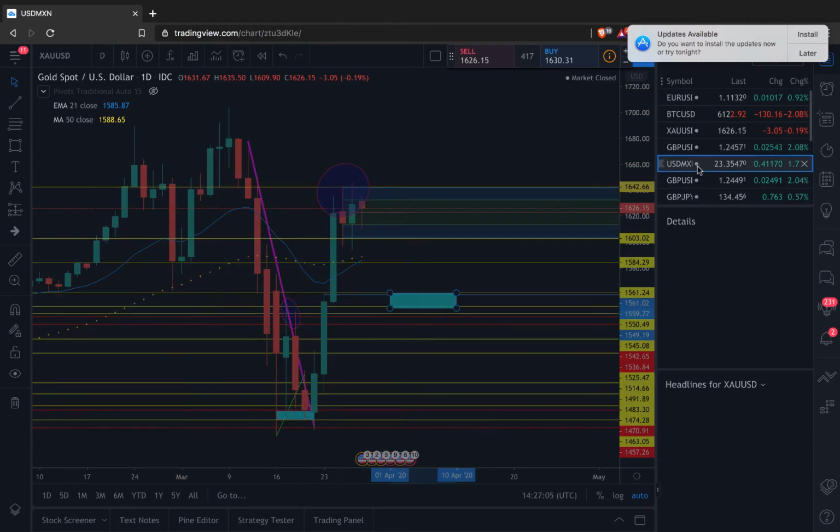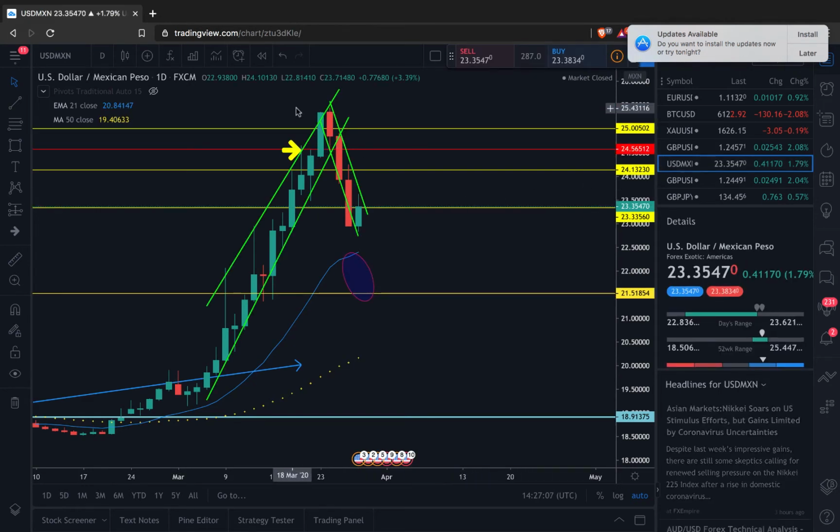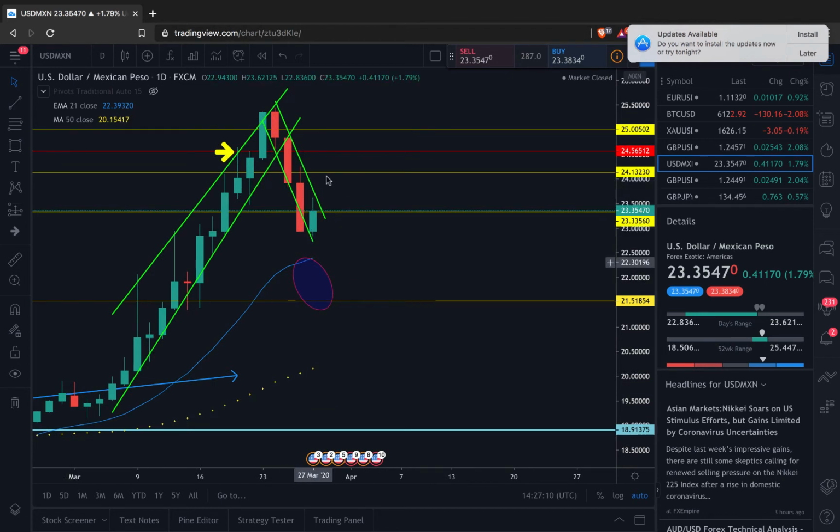Here we have the USD Mexican. We also have just a beautiful entry on the USD Mexican. We already saw a little bounce from this area, but I would like to see the price come down here to these levels between 22.3 and 21.5. This area, I think, will easily be reached.